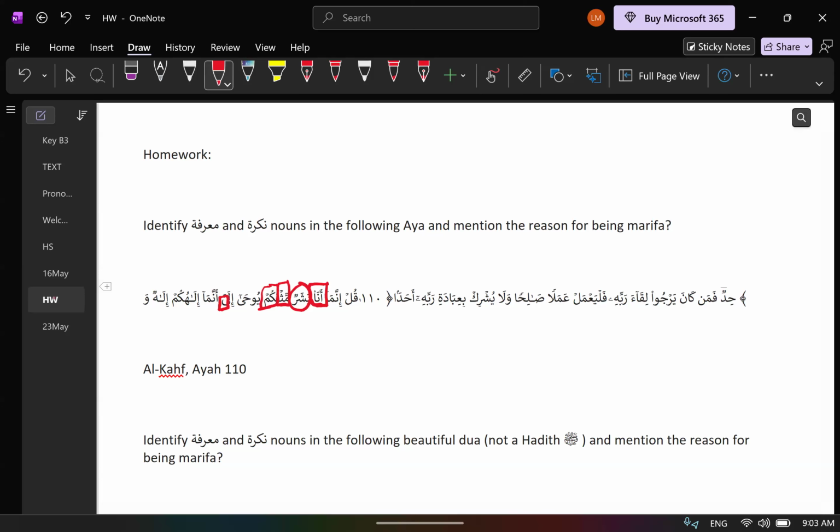Yes, continue. Annama. Some of you made a mistake here: you thought of ma as an ismul mausul. No, this ma is ma kafa, which is also a harf. Anna we know is a harf, and this ma, known as ma kafa, is also a harf. Continue. Ilahukum, again kum, and due to that ilahu becomes marifa as well. Ilahun is nakira.